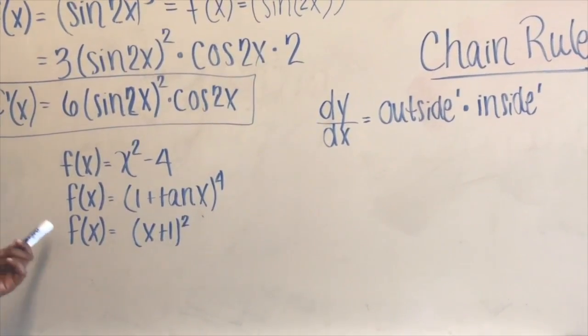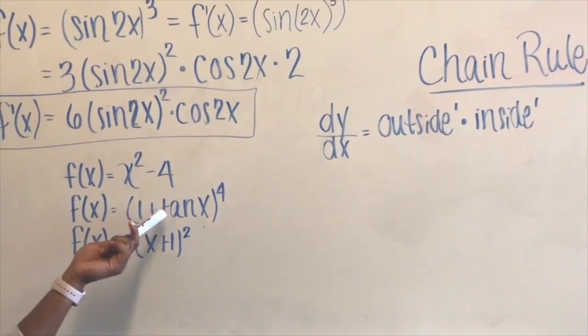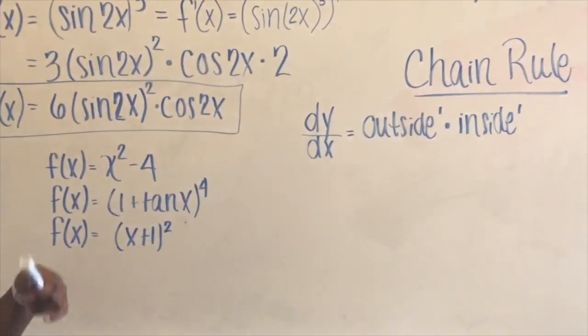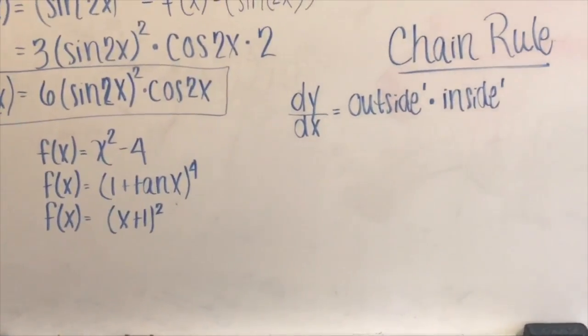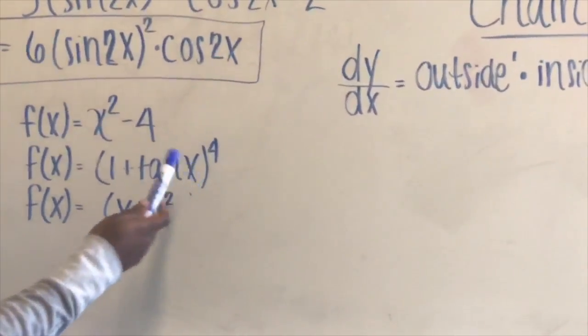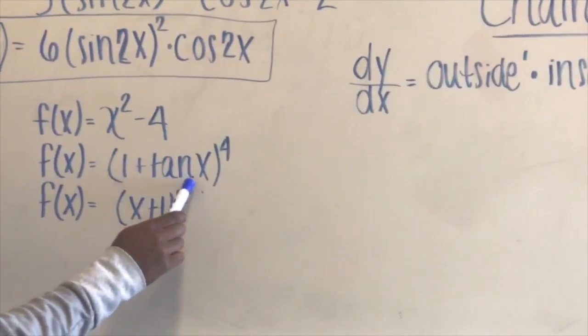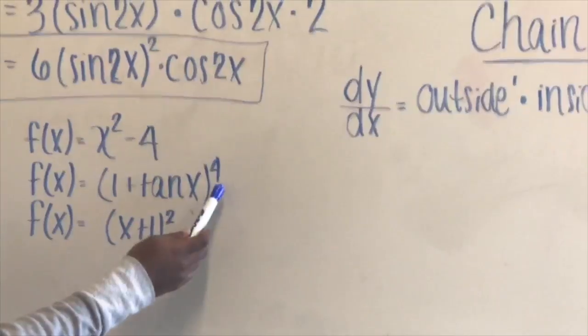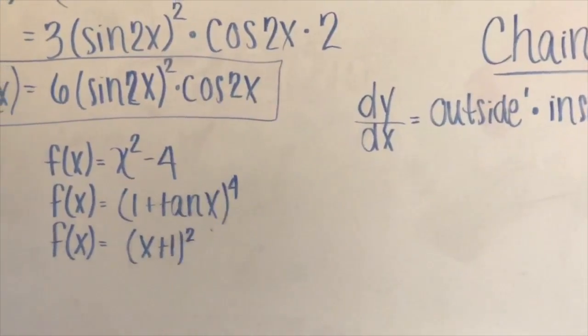And then the next one we have 1 plus 10x to the fourth. You would need to use the chain rule because it's the inside function 1 plus 10x times the outside function, which is x to the fourth.